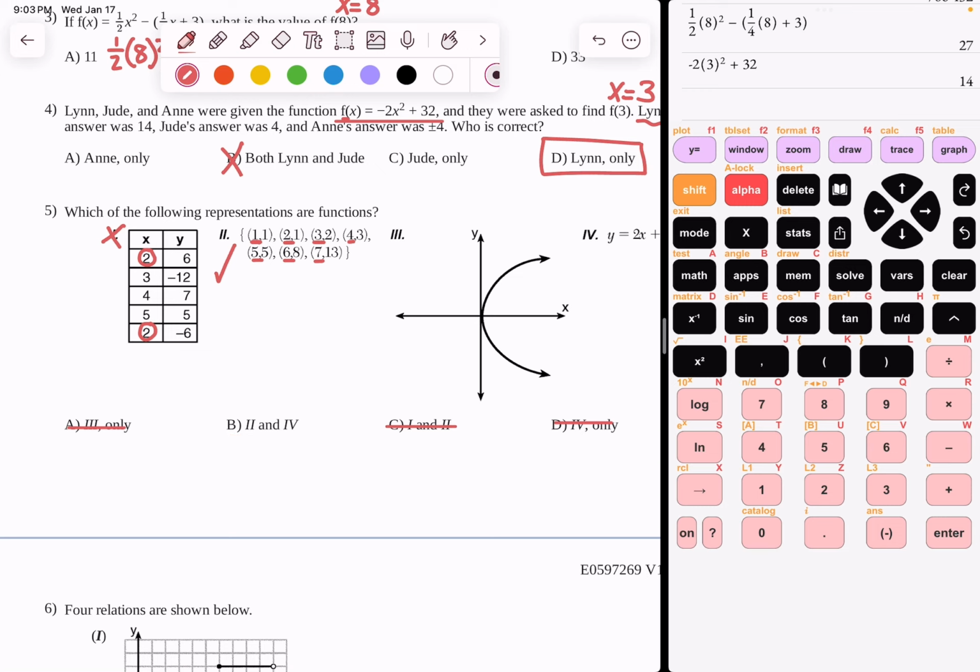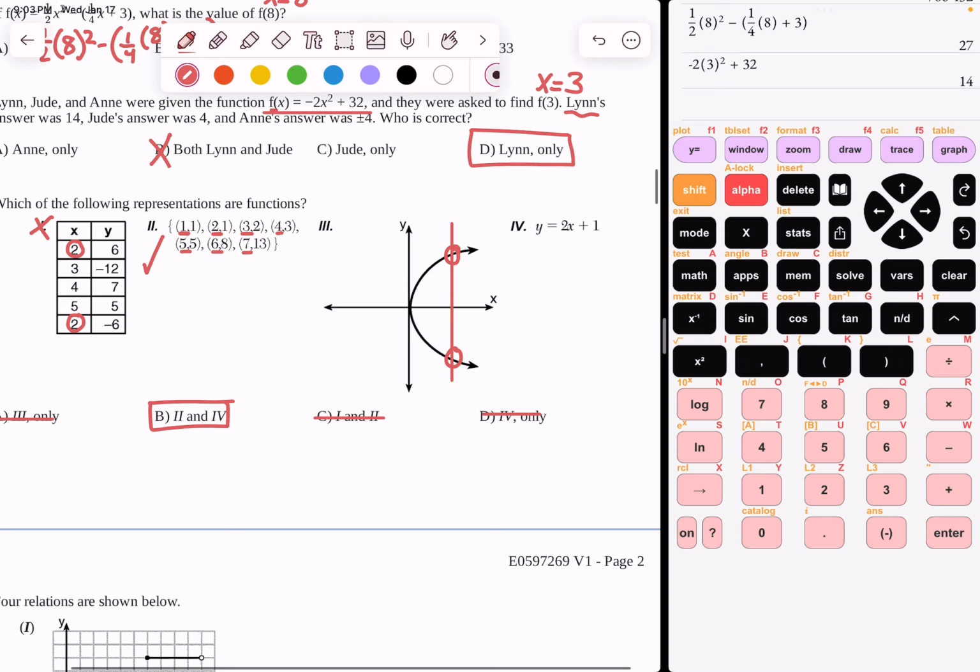Let's just look at the other ones just so we can go over it. 3 is not a function because if you drew a vertical line right here, it would cross twice, making it not a function. And this one is a function because if you drew that, it would be a straight line like this. And if you drew vertical lines through it, it would work, so that is a function.